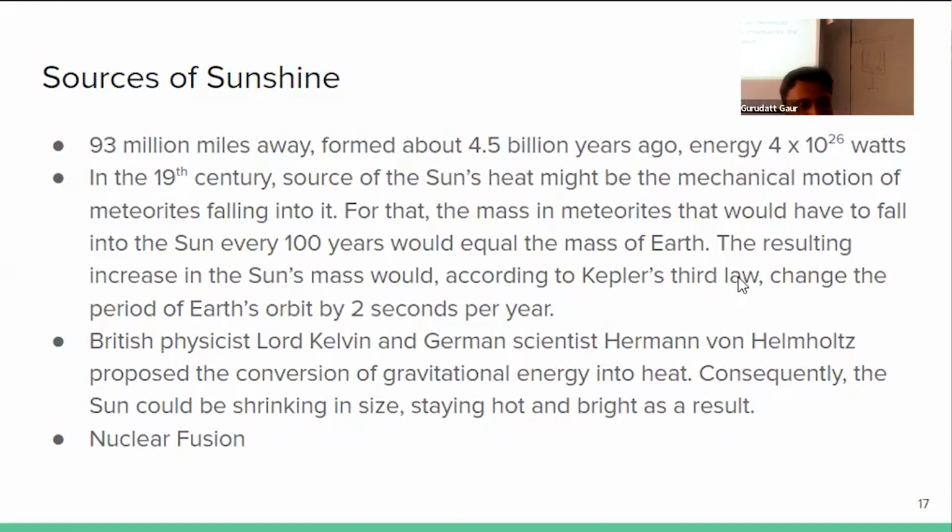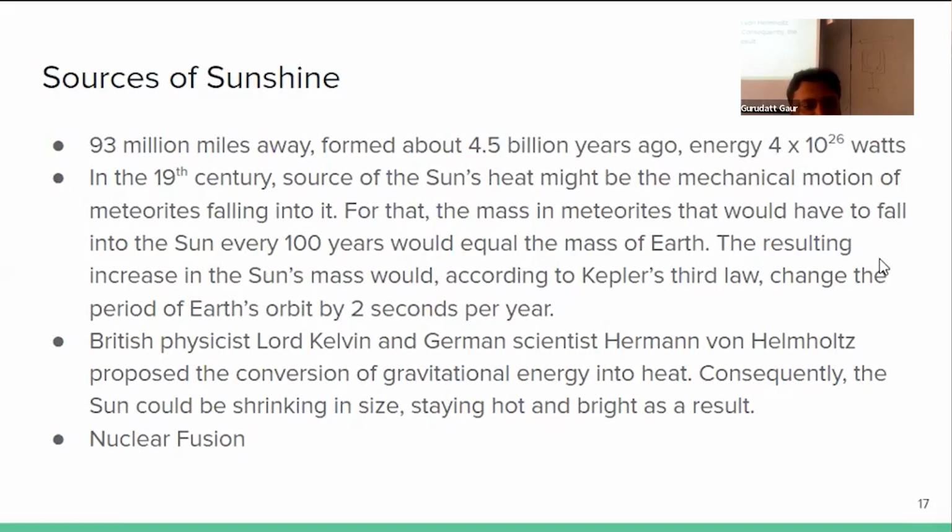Okay. So people thought that if lots of meteorites are falling, on average, they did some calculations. If the meteorites are falling, that means the sun's mass is also increasing. And because the sun's mass is increasing, the gravitational pull will also increase. And that should change the Earth's orbital period by 2 seconds, which is definitely observable. But people did not find any evidence. So they discarded that.